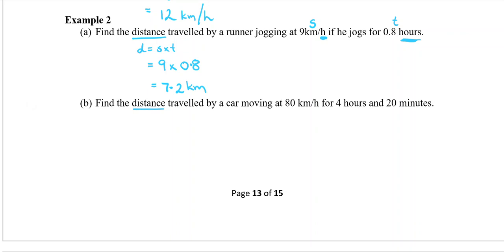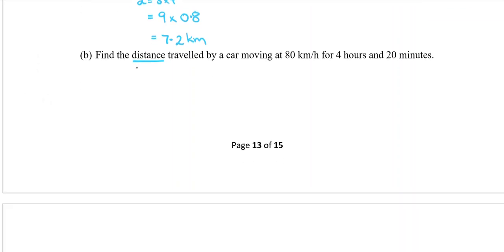Part B, find the distance travelled by a car. So it's going to be distance equals speed times time again. If it's moving at 80 kilometres per hour, so that is the speed, for 4 hours and 20 minutes, that is the time. However, because I have kilometres per hour, I need my time to be all in hours. I can't have 4 hours and 20 minutes. That doesn't work.